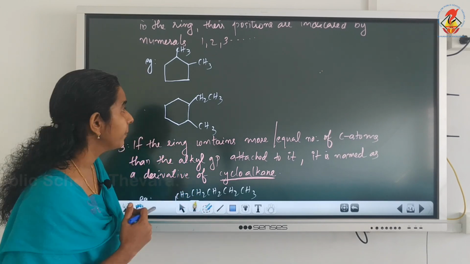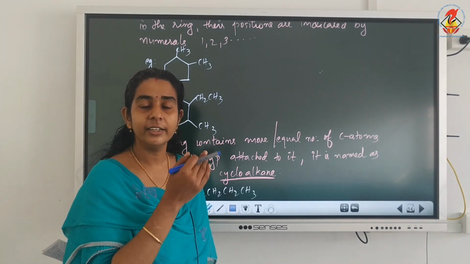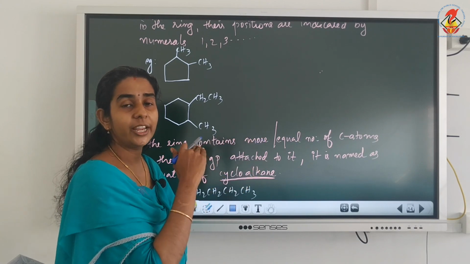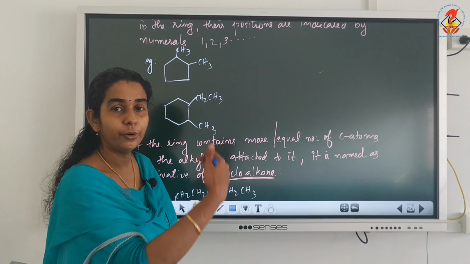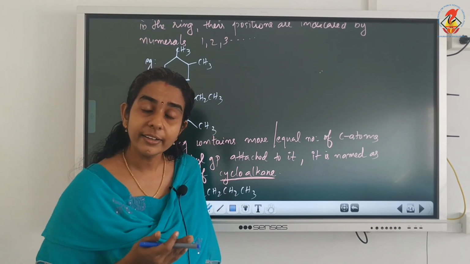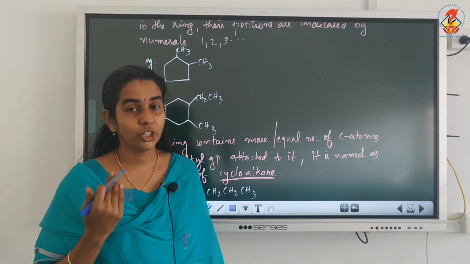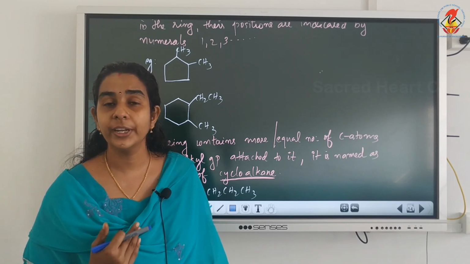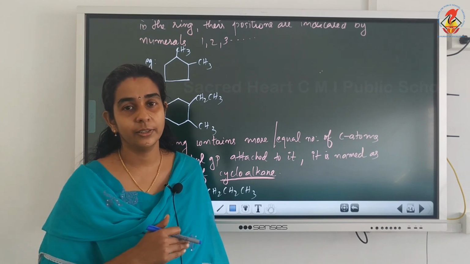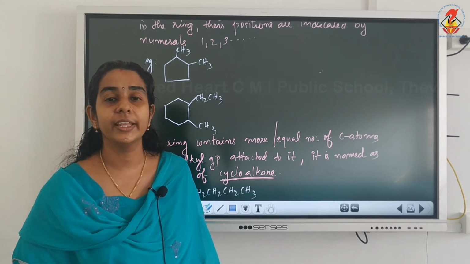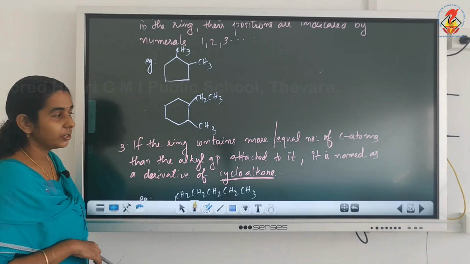lowest possible number. So when we do the numbering in a ring, it's not like a chain compound. In a chain we can do numbering either from left to right or right to left, or top to bottom or bottom to top. So here it is either in the clockwise direction or in the anti-clockwise direction. So remember, in ring compounds we do the numbering either in the clockwise direction or in the anti-clockwise direction. Only in one direction we can do the numbering. So here they have to get the lowest possible number.